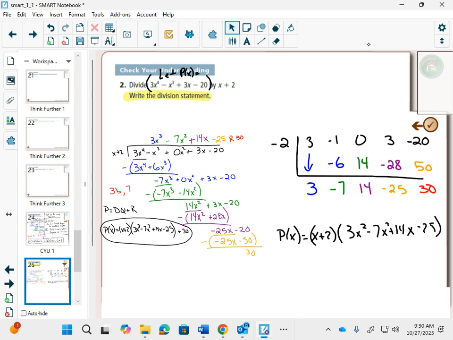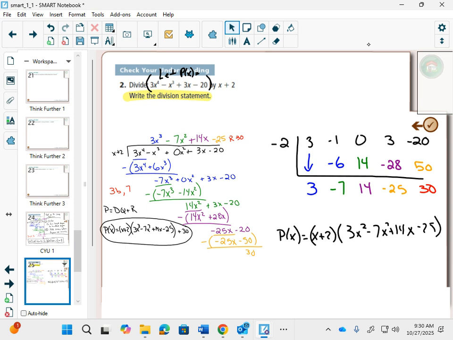Once you get the minus 7, how did I get the 14? Minus 2 times minus 7 gave me the 14. Then I added. And then the next purple 28, minus 2 times 14, gave me the negative 28. And then I added.